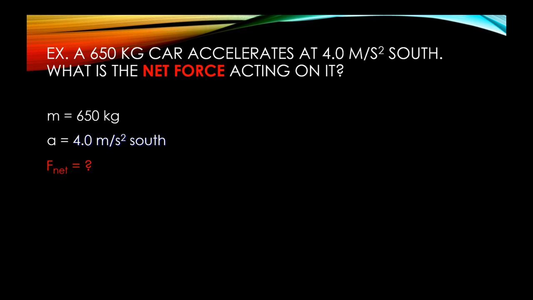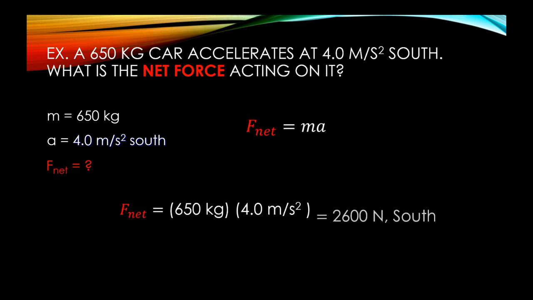So which equation would be the best one here? Since we are looking for net force and we know the mass and the acceleration, F net equals ma seems appropriate. So the net force is equal to 650 kilograms times an acceleration of 4 meters per second squared, and this gives us a net force of 2,600 newtons. Now don't forget that a force is a vector, so we need to include the direction. The acceleration was to the south, so the net force will also be to the south.